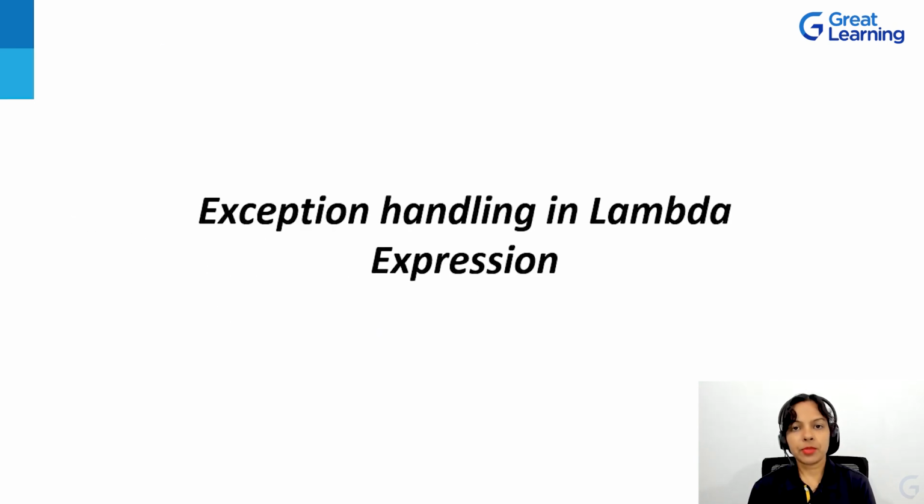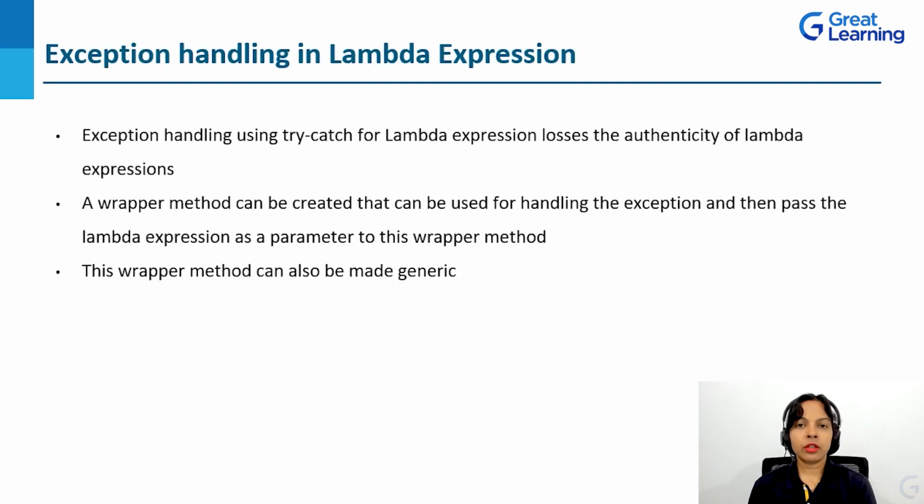Now let's talk about exception handling in Lambda expression. Why is understanding exception handling in Lambda expression important here? As with any other code in Java programming, we can have exception handling. Similarly, for Lambda expressions also, we can have exception handling done. Just as we do exception handling using a try catch block or the throws keyword, using these programming constructs of exception handling, we can do exception handling in Lambda expressions also. But using exception handling in Lambda expression loses the authenticity of Lambda expression.